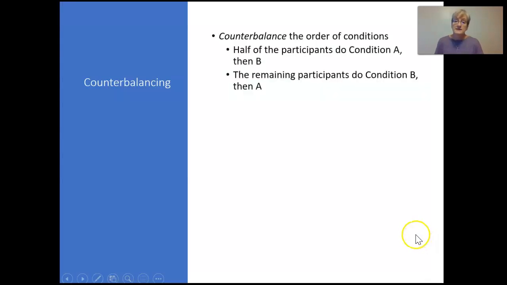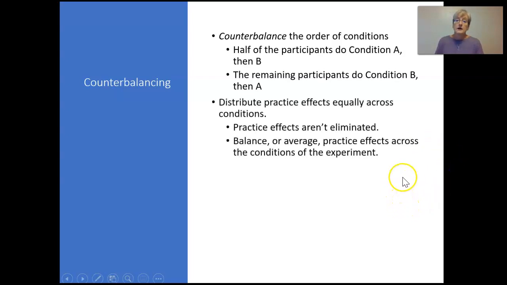So how is counterbalancing accomplished? As in the example that I've just described, you can counterbalance the order of the conditions. So in the example that I just used with the different study conditions, you could have half of your participants start with condition A followed by B. The remaining participants start with B followed by A, which is very much like what we did with the weighted blanket study. This will help you to distribute the effects of order across the conditions of your independent variable.